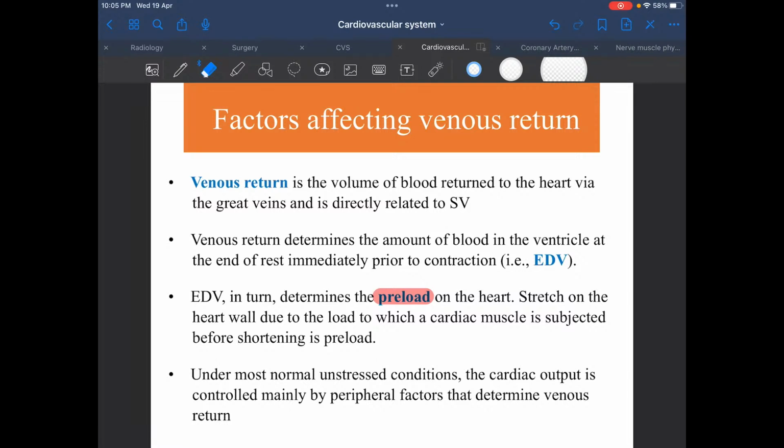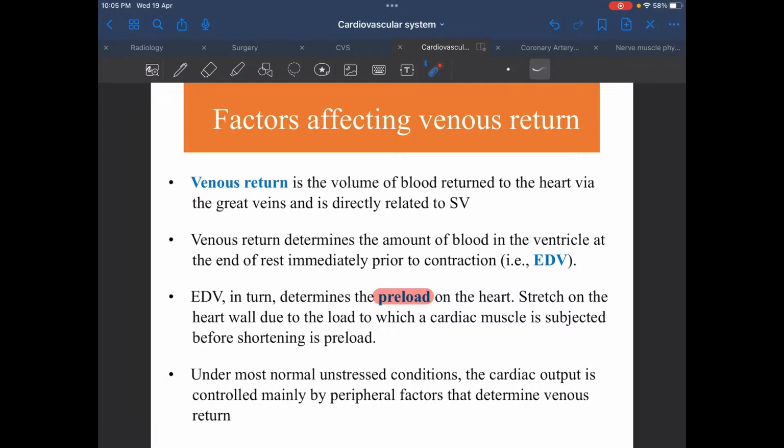Without further ado, previously we were discussing cardiac output. Let me continue the discussion and discuss something about your venous return. So what is venous return? That is the amount of blood which is returned to the heart via the great veins. That is directly related to your stroke volume, and we've already discussed this.